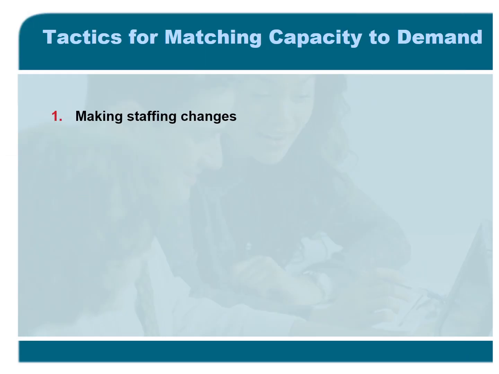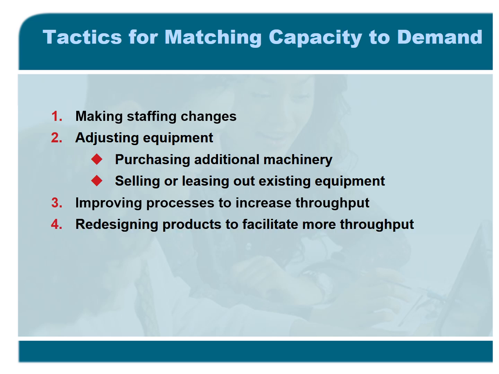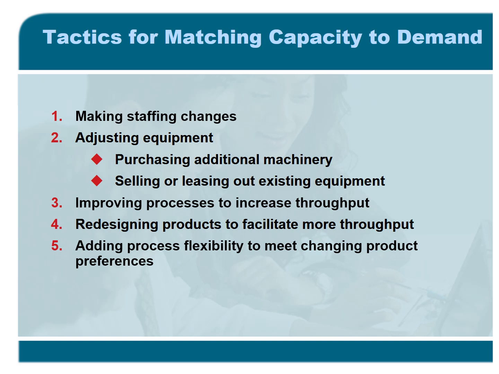Tactics for matching your capacity to demand. Number one, unfortunately, it's always this one, make staffing changes, increase or lay off. Adjusting equipment, purchasing additional machinery if needed, or selling or leasing out existing equipment, selling it if you don't need it, or leasing it out if you're not producing as much. Improve your processes to increase throughput. Redesign products to facilitate more throughput, and add process flexibility to meet changing product preferences. You could also consider closing facilities or shutting lines or machines down.